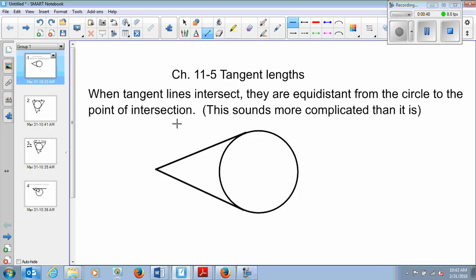Here's something that's important to know about tangent lines. Where tangent lines intersect, so here's two tangent lines, this is the point where they intersect. They are equidistant from the circle, so from right there and right there. It's going to be equidistant to the point of intersection. So those two are going to be congruent to each other. Like if this was 14, this would be 14. So from the point of intersection to where they touch the circle, tangent lines are congruent. Equidistant is the word that we used here, which just means the same distance.